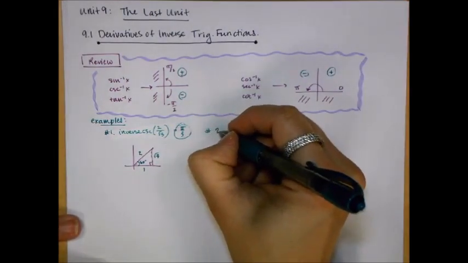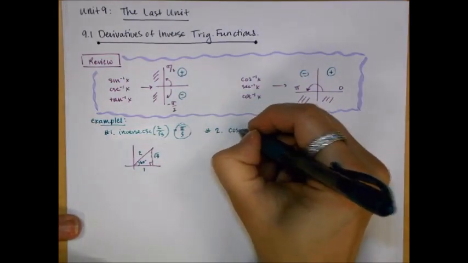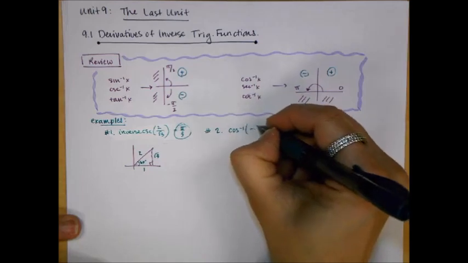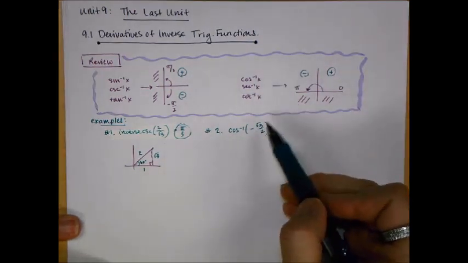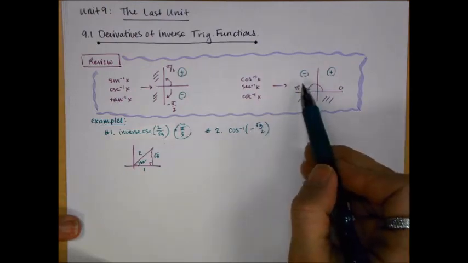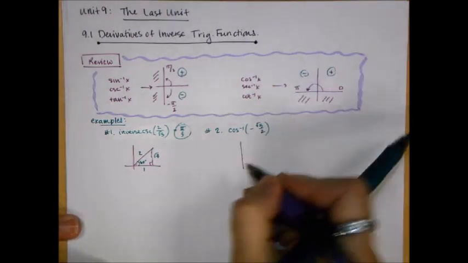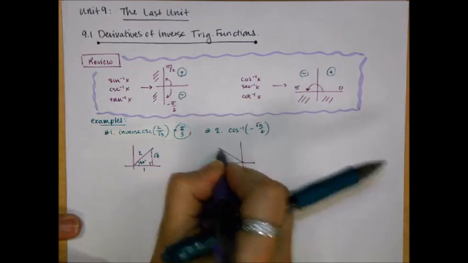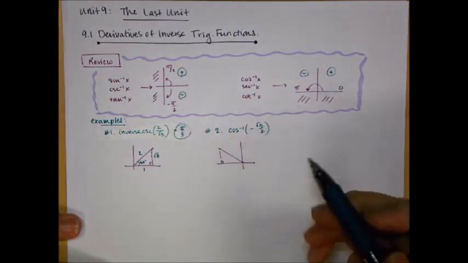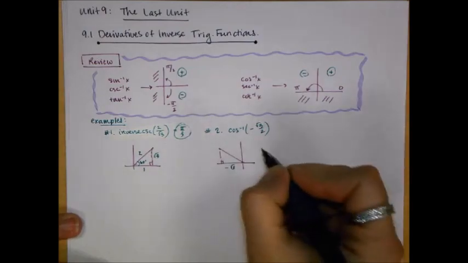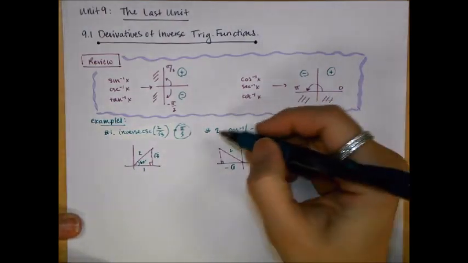So number 2, inverse cosine of negative root 3 over 2. Now inverse cosine of a negative number is in quadrant 2. So we draw our ray in quadrant 2, and we label the sides: adjacent negative root 3, hypotenuse 2. That makes the missing side a 1.